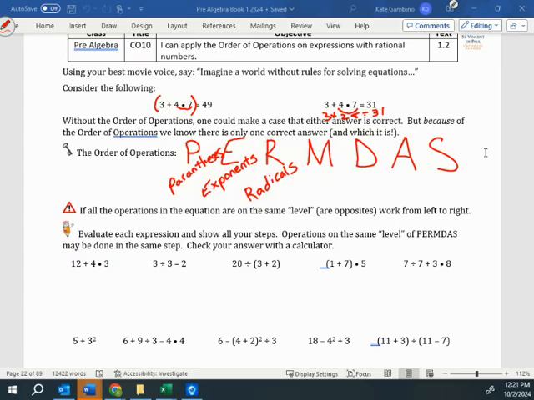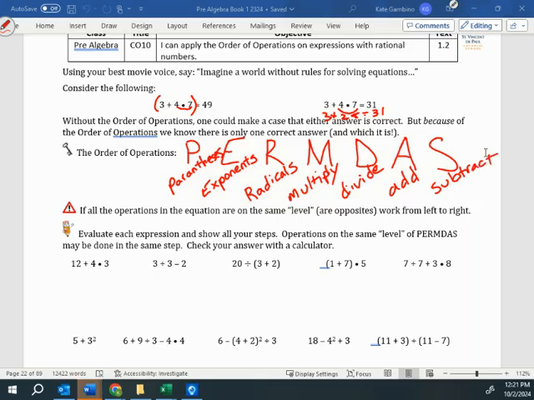What's the M? Ruby. Multiplying, that multiplication. What's the D? Claire? Divide. What is the A? Vivi? Adding. And what is the S? Amal. Subtracting.